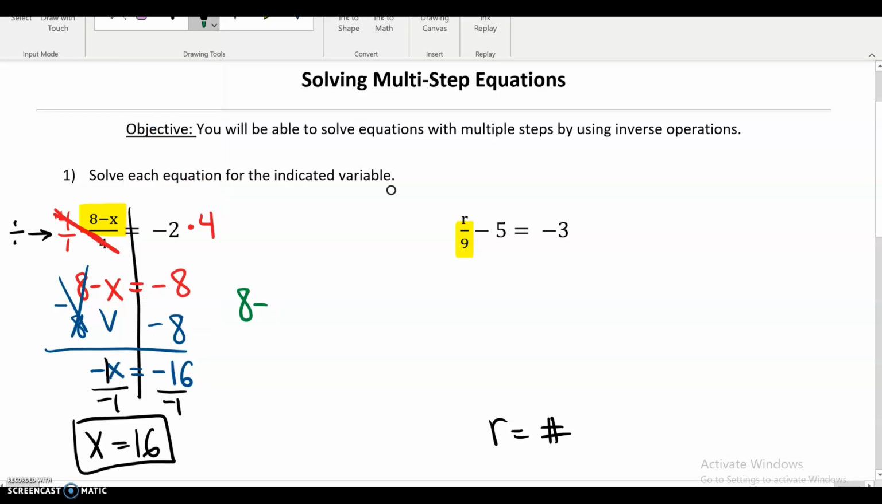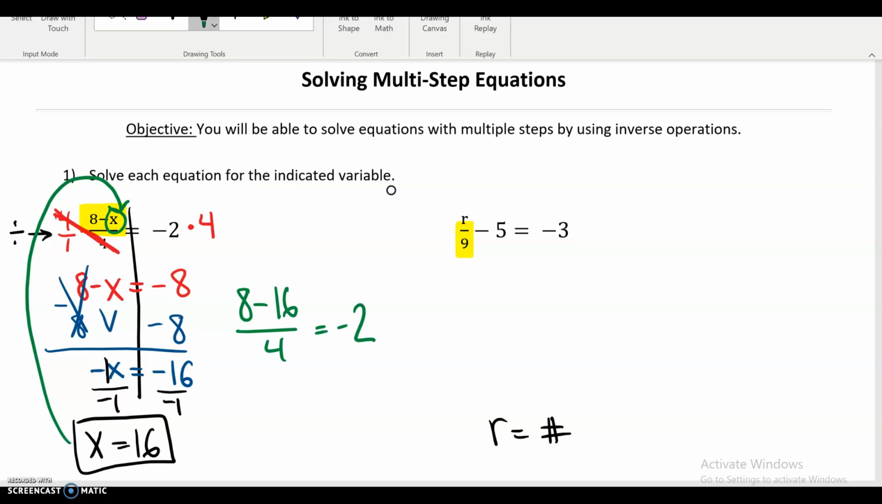So I know that this was unknown before, now it's known. Let's substitute the 16 in and see if we get a true statement. Okay, so 8 minus 16 is negative 8, divided by 4 does equal negative 2. So that works, we checked it, we know we did it correctly. It's a nice thing that you are able to do. I'm gonna pause the video and have you try the second one on your own.